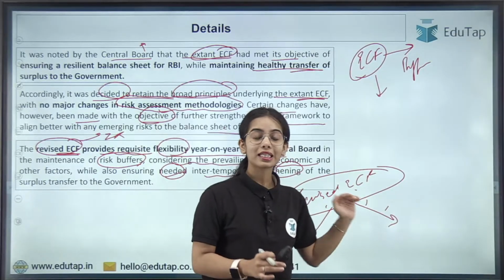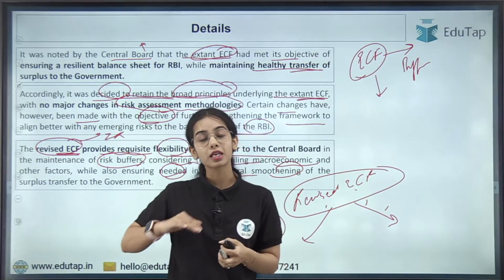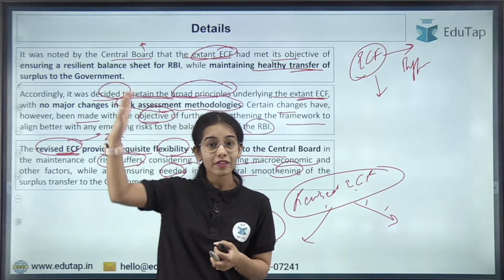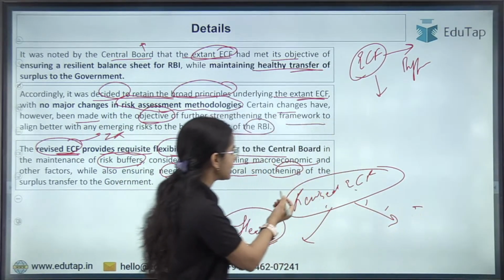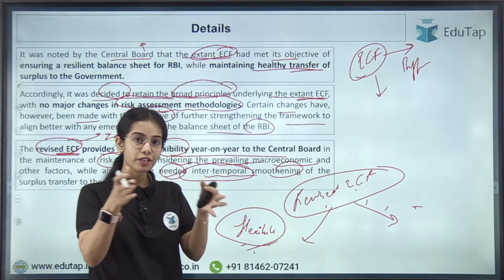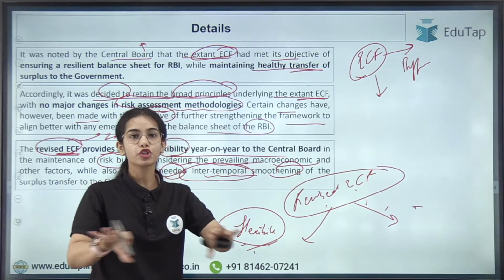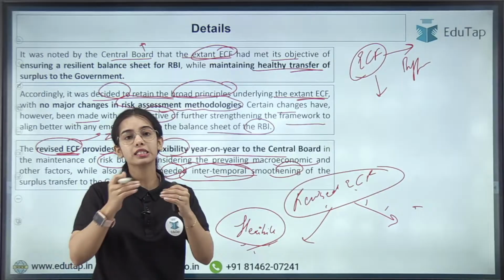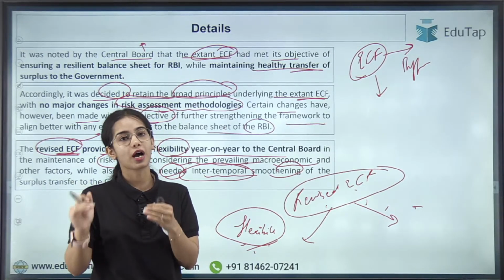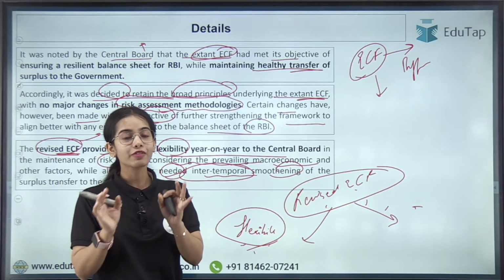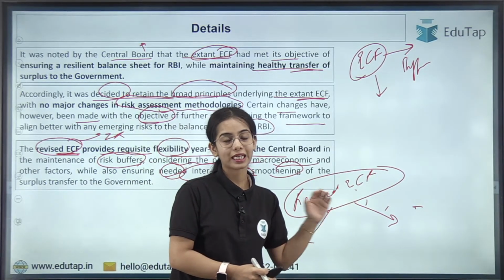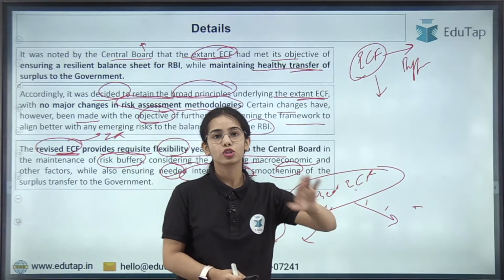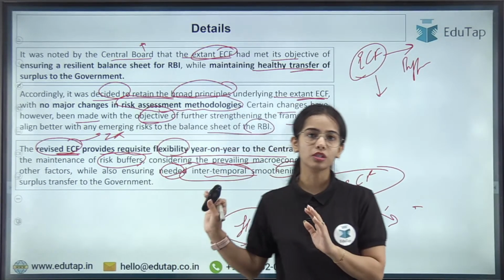The second part is that in some years the surplus going to the government of India is very, very high. So it is said that intertemporal, that means across different timelines, the surplus should be smoothened out. There should be a smooth flow of surplus to the government of India. That will also be looked after in the revised economic capital framework, so that in the coming times also the surplus is smoothly transferred to the government of India.